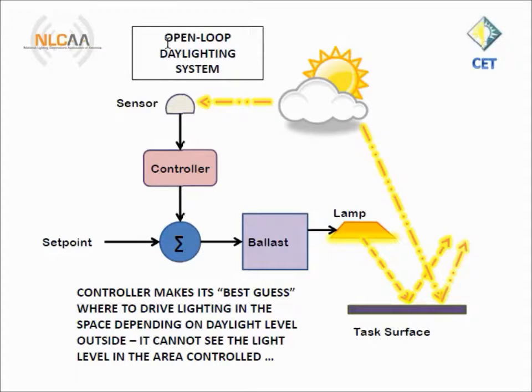Here we see an open loop system where the sensor is only viewing an indication of outdoor daylight. And then the controller makes its, quote, best guess, unquote, as to where to put the electric lighting to give us the proper combined illumination in the space. The first thing any open loop controller is going to want you to do is establish a sensor ratio.